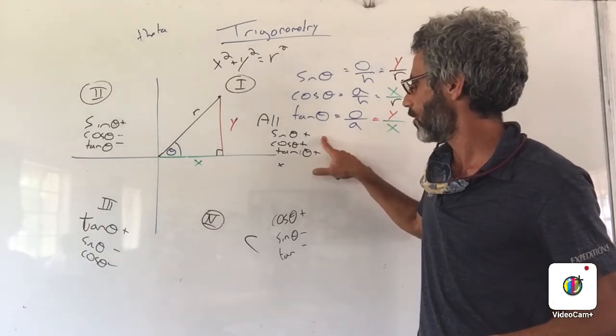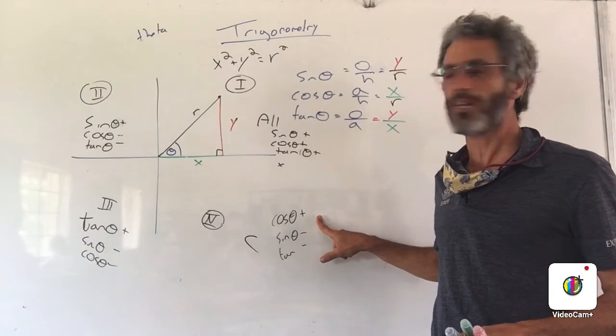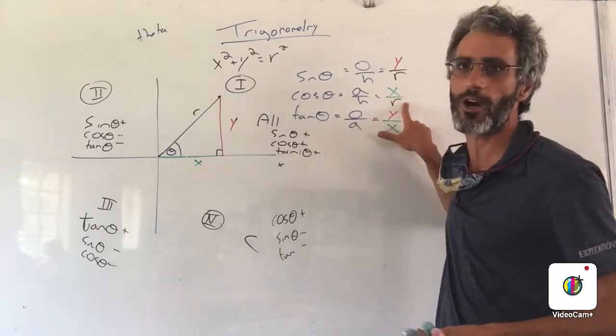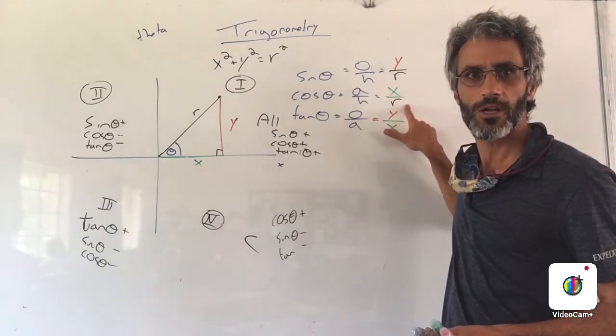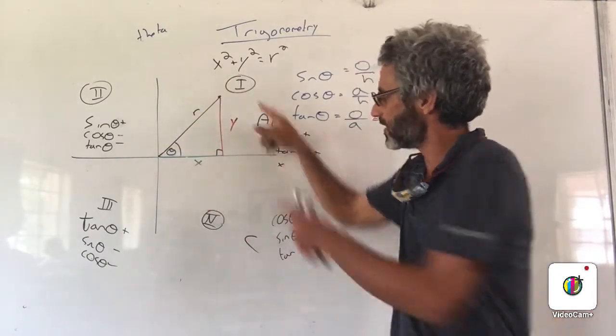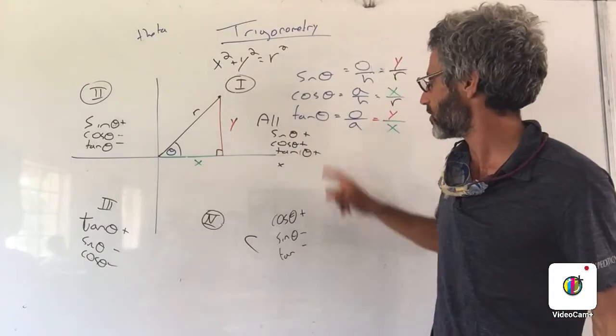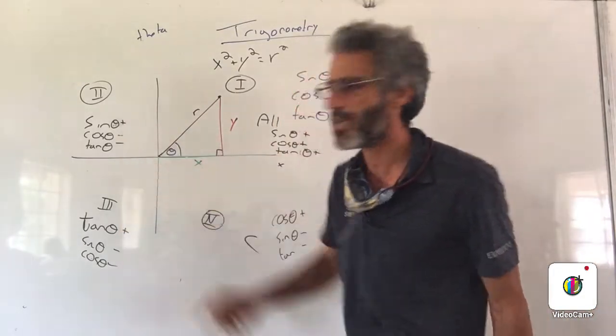Cosine. When is the cosine positive? First and fourth. Why is that? What is cosine? Cosine is x over r. So when is x positive? Well, here and here. Anywhere on this side, we'll have a positive x. So cosine is positive here and here, and it's negative here and here.